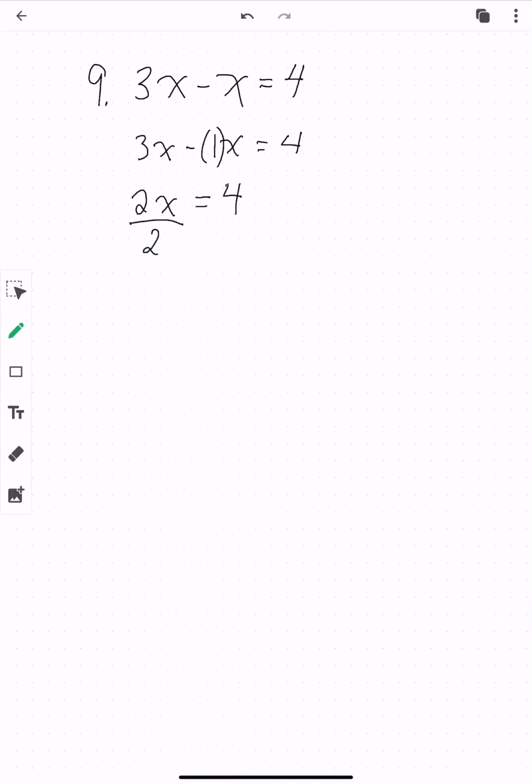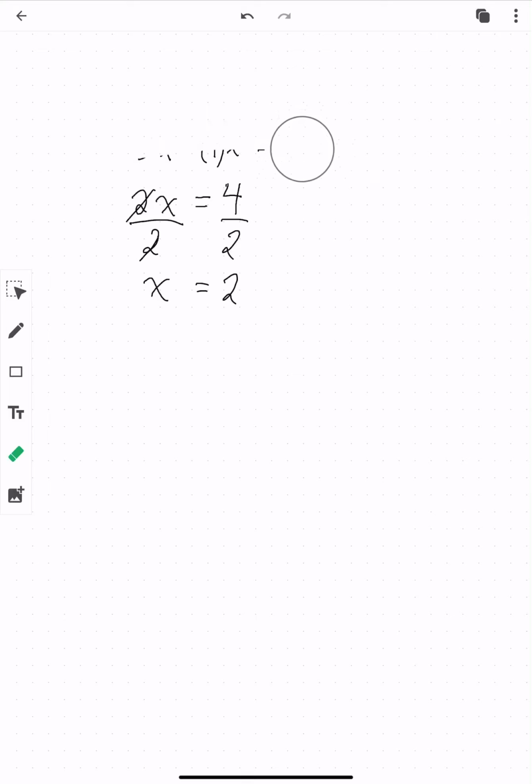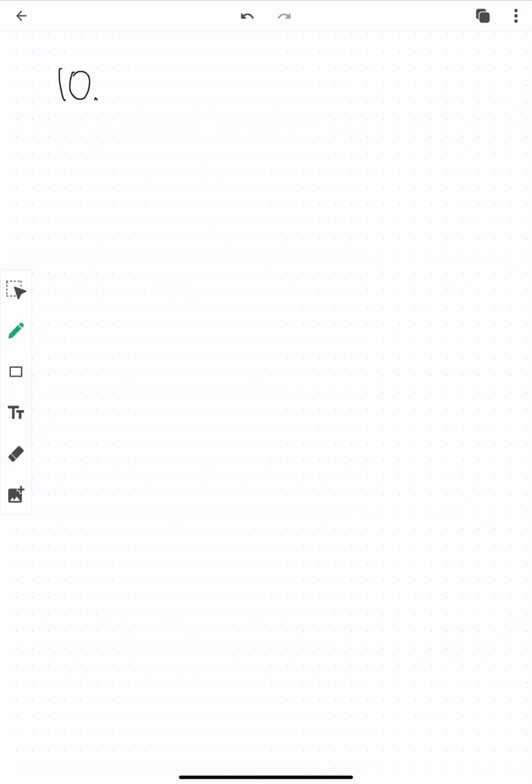So then we divide. So my single x equals 2. Awesome. Okay. Getting close to the end here. Do question 10.